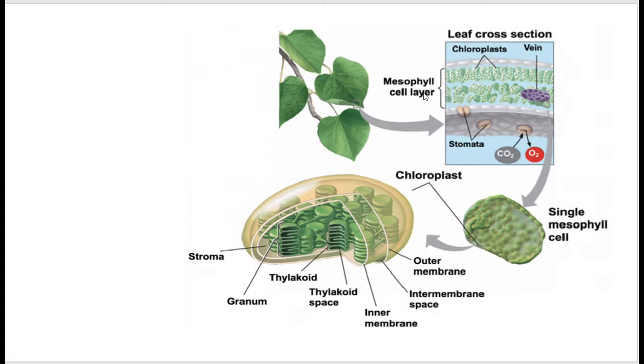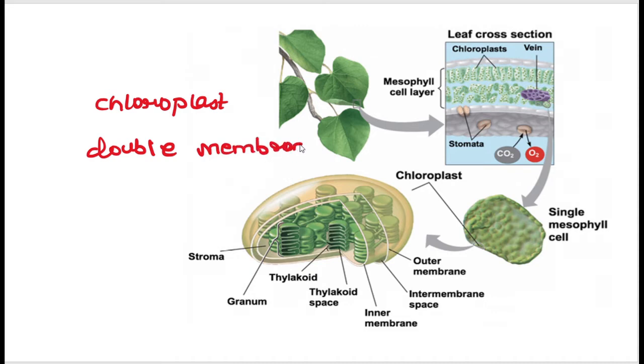What does this chloroplast look like? What does it do? What does it contain? Now let's see. This chloroplast has a double membrane. The first thing we know is that it is double membrane. Double membrane means it has two membranes: one is the outer membrane, the outside layer, and another is the inner membrane.